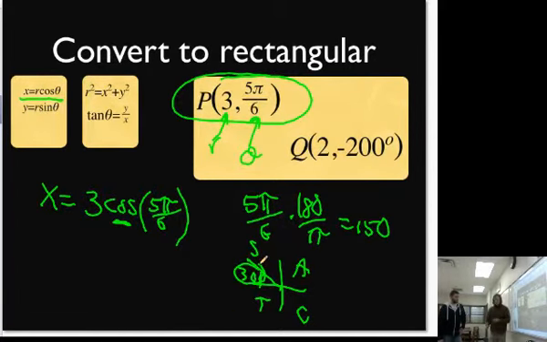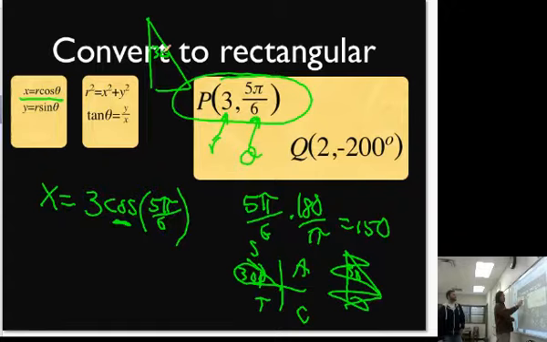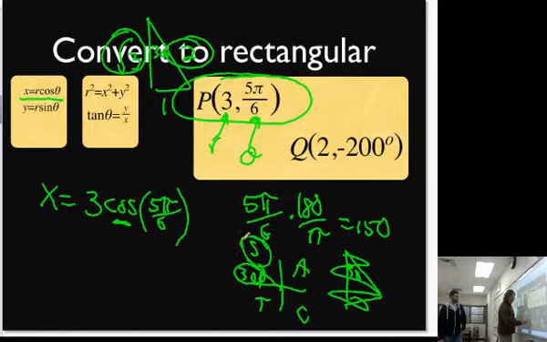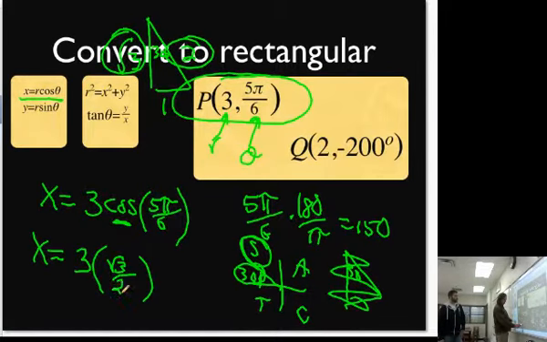What's the cosine of 30? You remember? I always go back to that triangle. All right, here's my 30. 1, 2, 3 square rooted. So the cosine of 30 is going to be square root of 3 over 2. And it's going to be negative, it's in the second quadrant. So x is equal to 3 times negative square root of 3 over 2, so negative 3 square root of 3 over 2 is the x part.